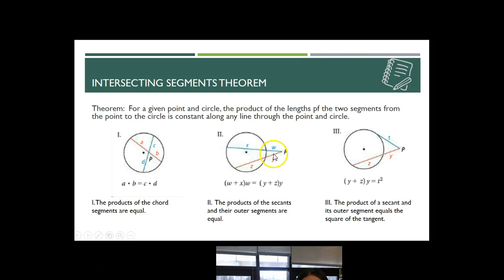Then lastly, our third one involves a tangent and a secant for a circle, and you'll notice that the product of a secant and its outer segment equals the square of the tangent. We can see I have a tangent here. The length of this tangent squared will be equal to the length of the whole secant times its outer part. So t squared will be equal to y plus c, the whole, times the part.